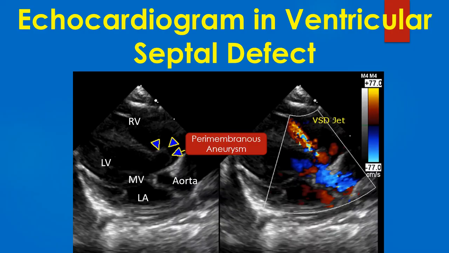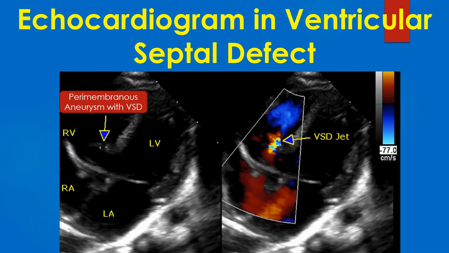Right panel shows the mosaic VSD jet from the apex of the aneurysm into the right ventricle. Other structures seen in the image are the aorta, left ventricle and the left atrium. Mitral valve is in the closed position as it is a systolic frame.